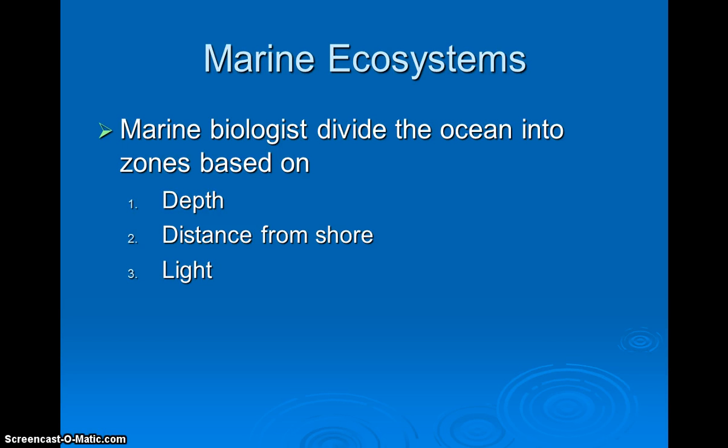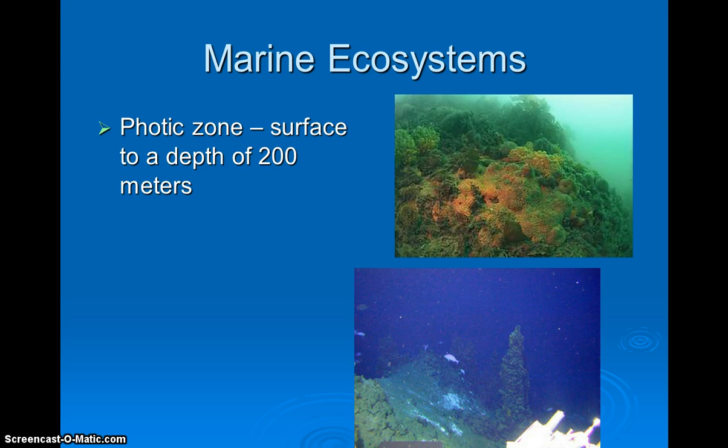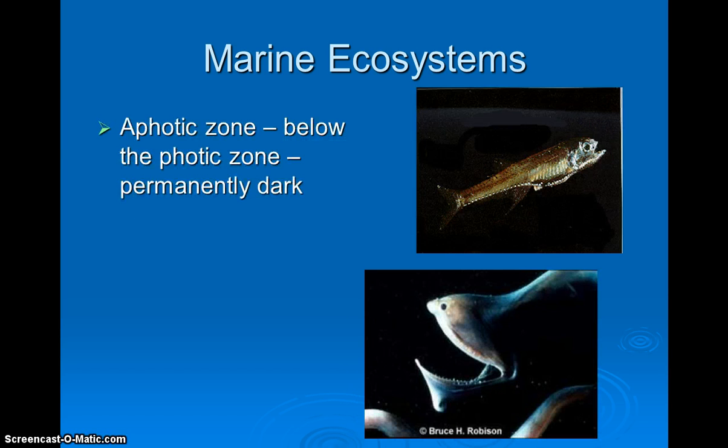Marine ecosystems. Marine biologists can divide the ocean into zones based on depth, distance from shore, and light. Marine ecosystems have photic zones, from the surface to a depth of 200 meters. They have photosynthetic producers. Aphotic zones are below the photic zone, and it's primarily dark, so these are going to be the chemosynthetic producers.